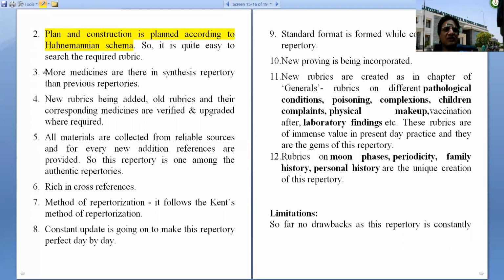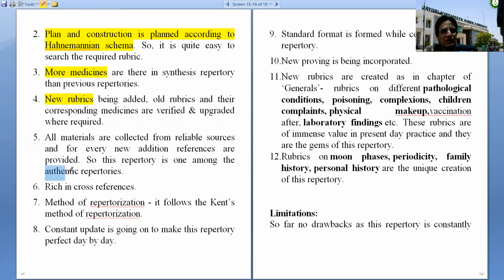Many more medicines are there in Synthesis than in the previous repertories. Various new medicines are added. Various new rubrics are added. Old rubrics are verified and upgraded. All materials are collected from reliable sources, and for every new edition, references are provided. So the authentication of every edition is taken care of. You will find the source of each and every edition.